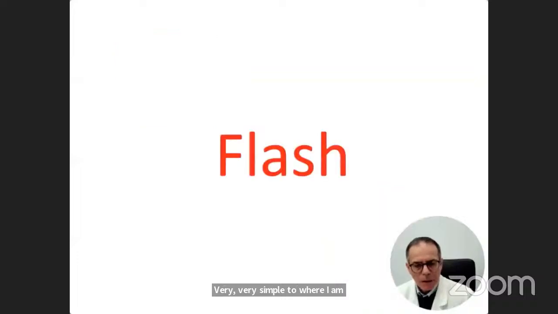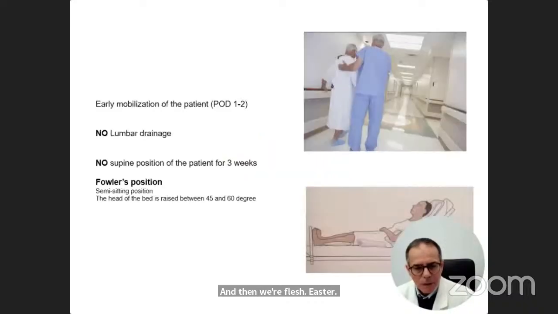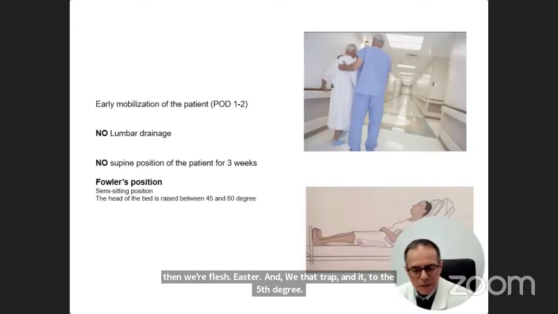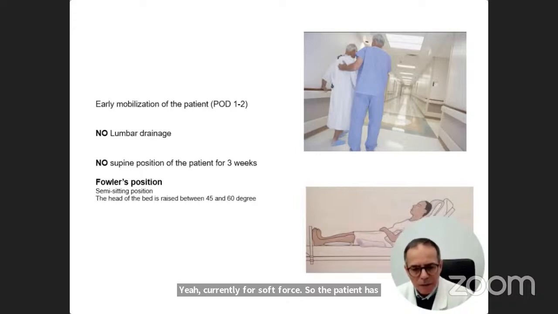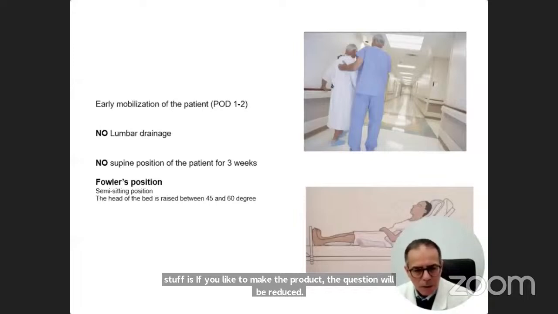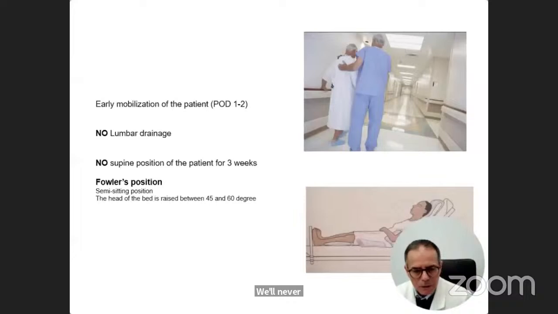And then we have flesh. That is an early mobilization of the patient with the trunk elevated at least 30 degrees in the early post-op course. So the patient never has to stay supine, because otherwise the pressure on the skull base defect is higher. If you elevate the trunk, the pressure will be reduced. We never use lumbar drainage. This is very important, and the patient must not stay supine for at least 3 weeks.